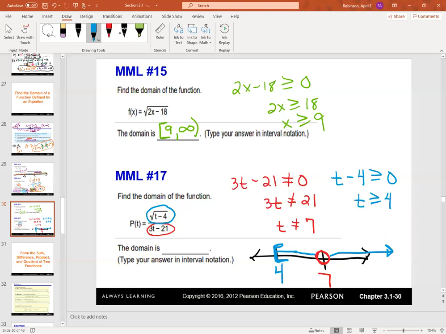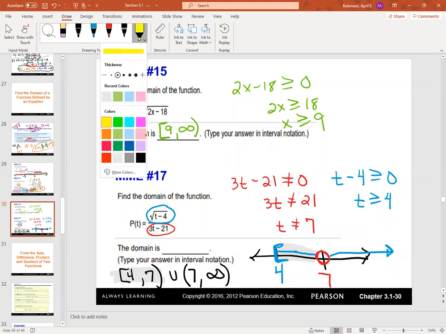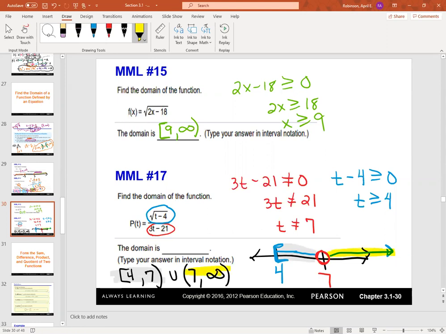I actually see 2 intervals on this. The first one I see is here. It goes from 4 up to the 7. So I would go bracket 4, comma 7 parenthesis. Then I do a union. And then on the other side, it goes on the other side of 7 and keeps going to infinity. And that is what this is doing over here. And that's this interval. Hope that helps you see it.